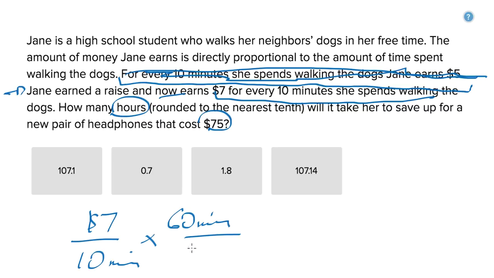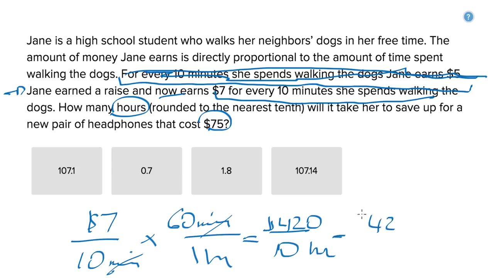We're going to put the minutes up top and the hours at the bottom. So we have something per hour divided by hour, and we get rid of minutes here. So that's going to be 7 times 60, that's 6 times 7 is 42, so $420 for 10 times 1, or 10 hours. So that's going to be the same thing as $42 for every hour.